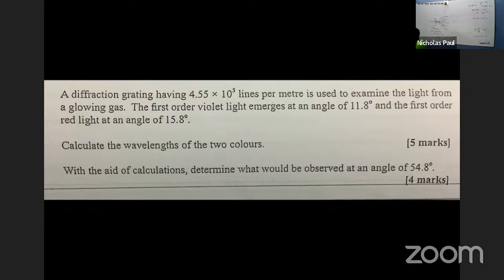The first order violet. So what do they give you there? 11.8. So that's theta 1. So when n is 1, theta 1 is 11.8. And then when n is 1 for red, it's 15.8. So they want us now to go backwards and solve for lambda. Basically, you're coming back to the same formula now, and you're making lambda the subject in this case.